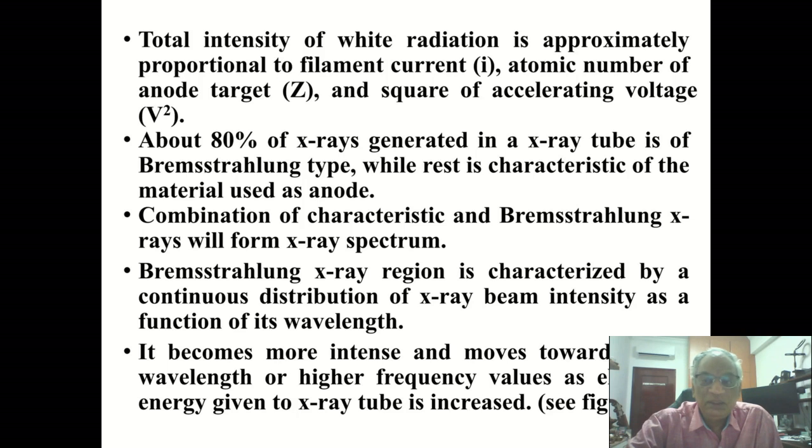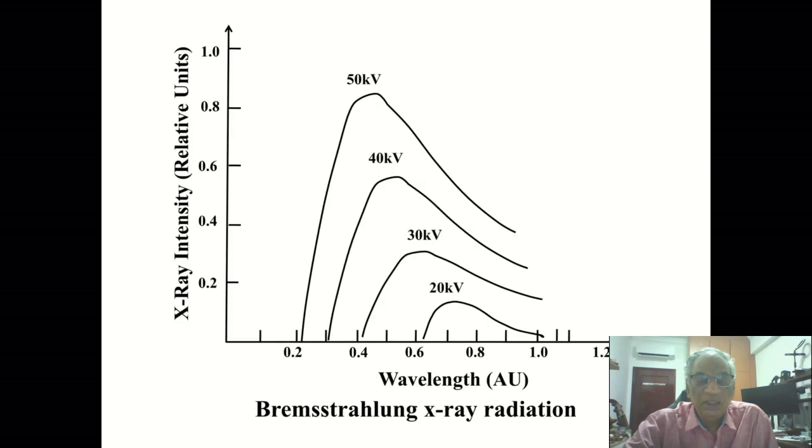About 80% of X-rays generated in the X-ray generator tube is of Bremsstrahlung type, while the rest is the characteristic of the material used as anode. Combination of the characteristic and Bremsstrahlung X-rays will form the entire X-ray spectrum. Bremsstrahlung X-ray region is characterized by a continuous distribution of X-ray beam intensity as a function of its wavelength. It becomes more intense and moves towards lower wavelength or higher frequency values as electrical energy given to X-ray tube is increased, as shown in the figure.